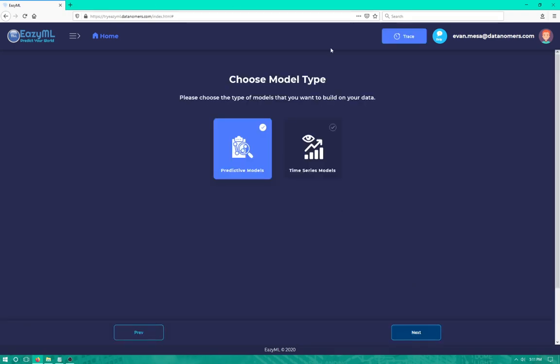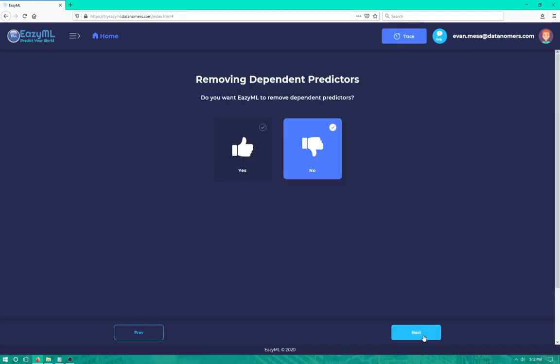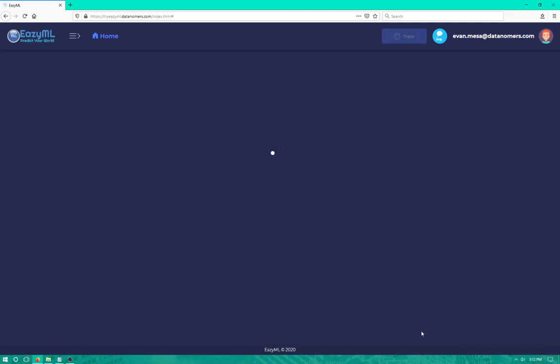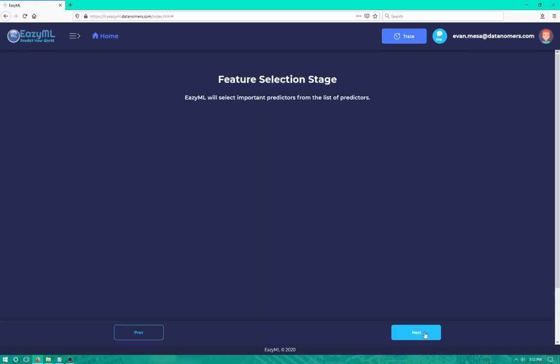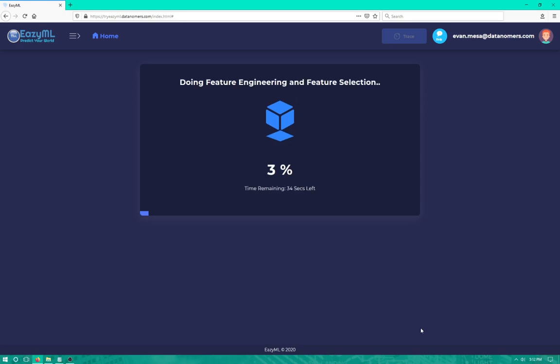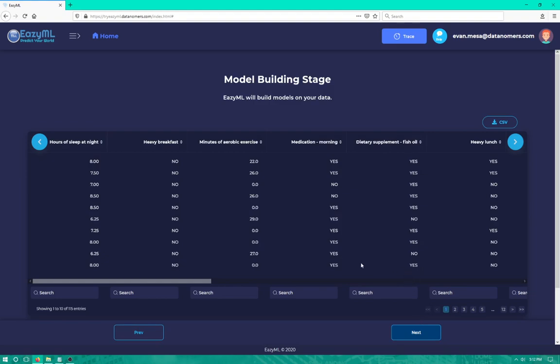And what kind of model do we want to do? Let's do a predictive model. As I said at the beginning, this is a classification problem. That's what it thinks it is. That's what it turns out to be. Let's say no, we don't want to remove any dependent predictors. By default, let's not add any derived predictors. Let's let it do some feature production. Okay, that's done. And now we are going to start with the model building part.